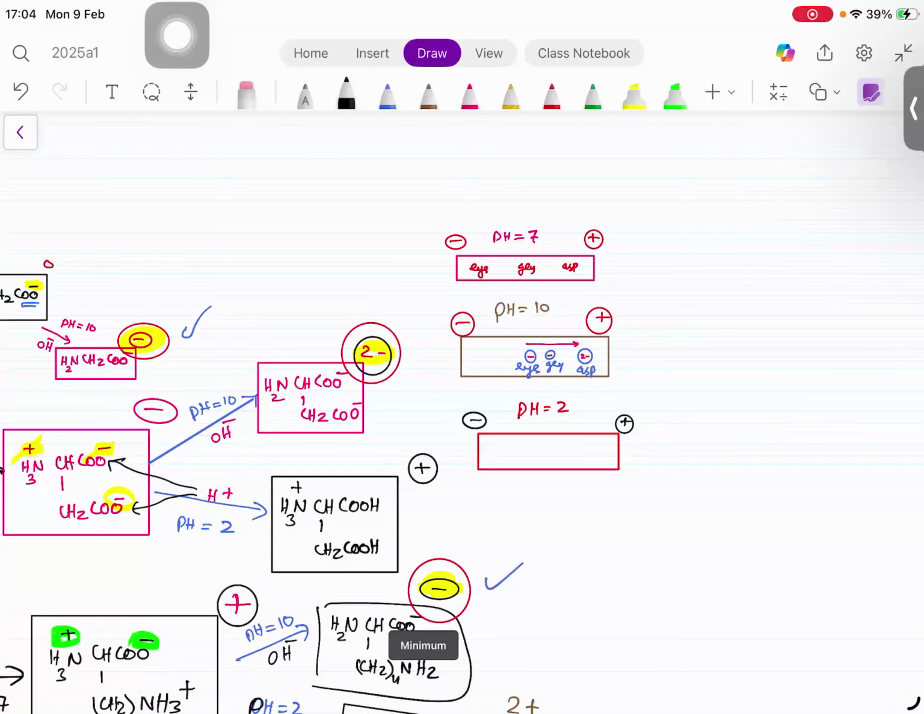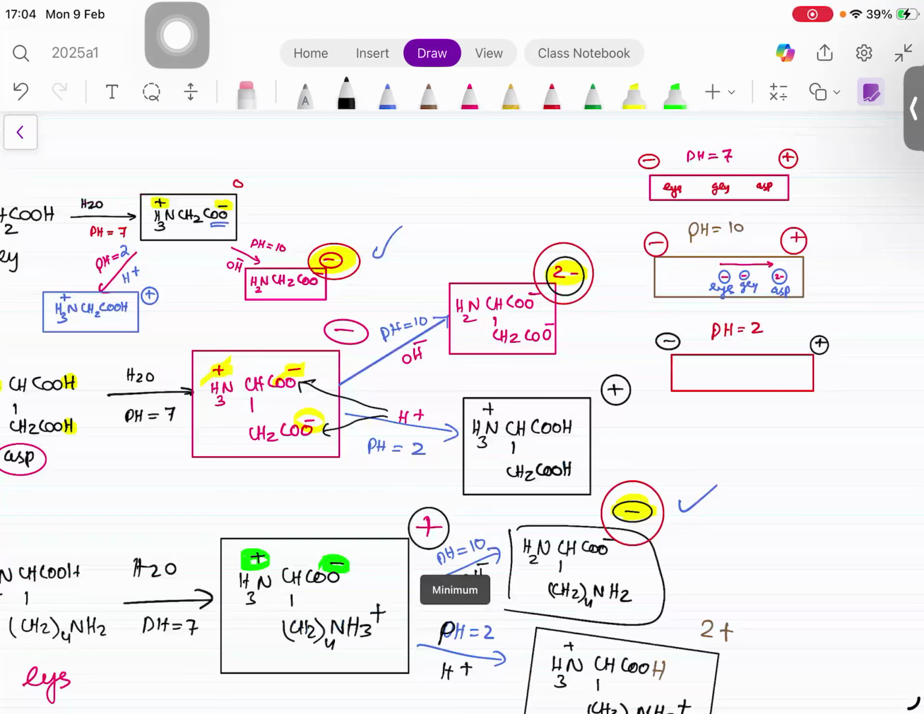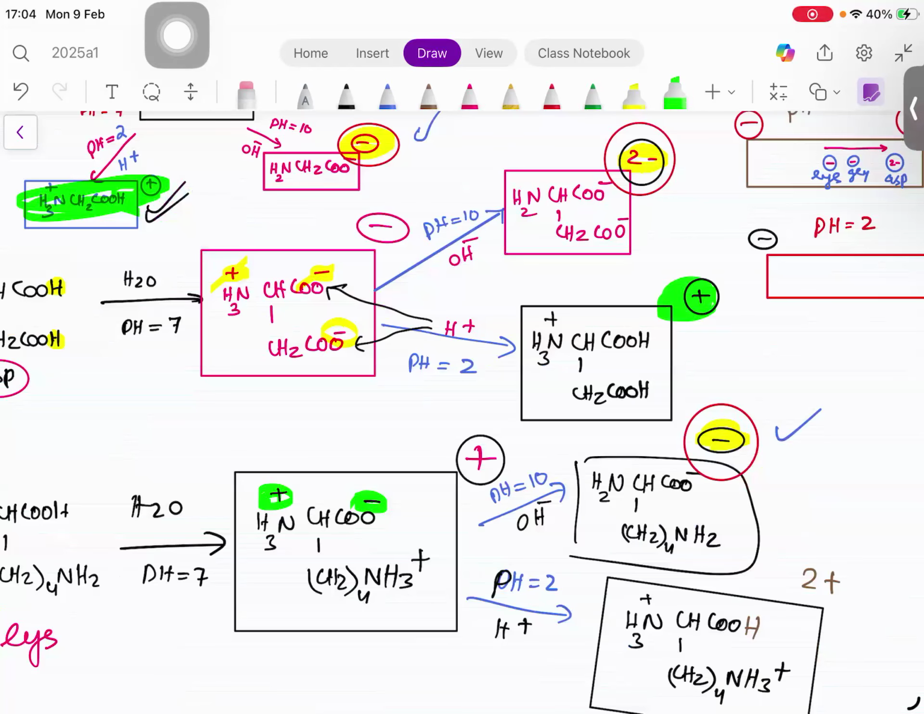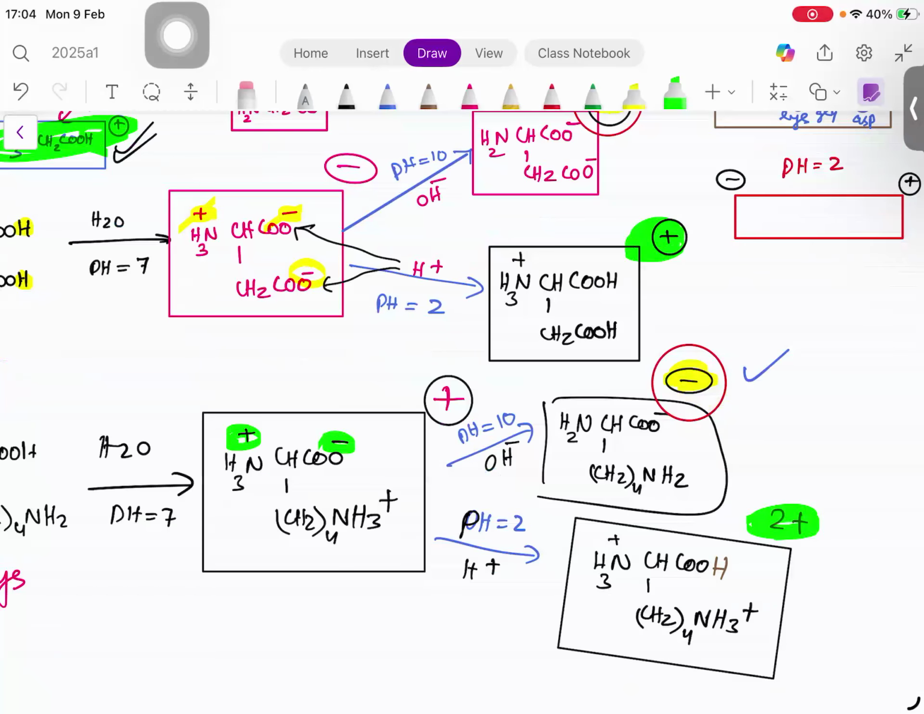Right? At pH 2, look at the pH 2. The glycine is what charge? At pH 2, I'm highlighting it here. What is the charge? Positive. This is the pH 2. What is the charge of ASP? Positive. What is the charge of lysine? 2 positive. All three are positive.